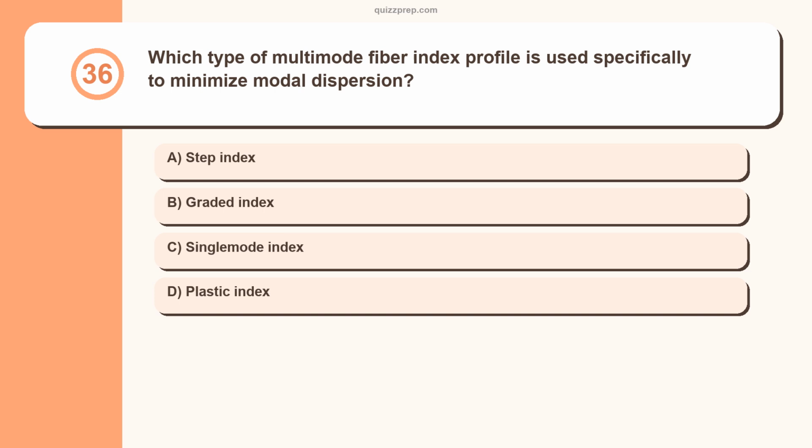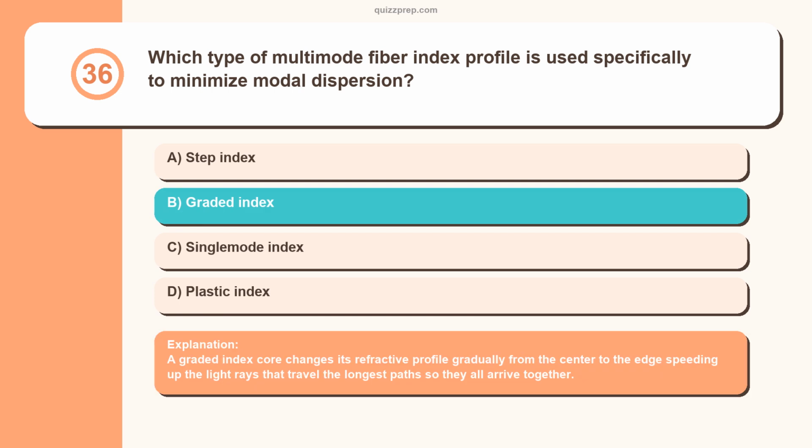Question 36. Which type of multimode fiber index profile is used specifically to minimize modal dispersion? Step index, graded index, single mode index, plastic index. A graded index core changes its refractive profile gradually from the center to the edge, speeding up the light rays that travel the longest paths so they all arrive together.